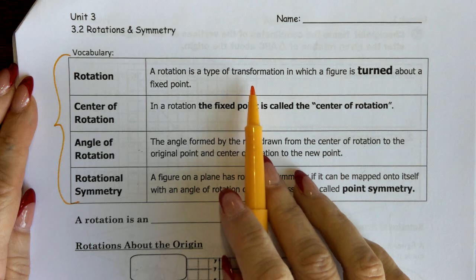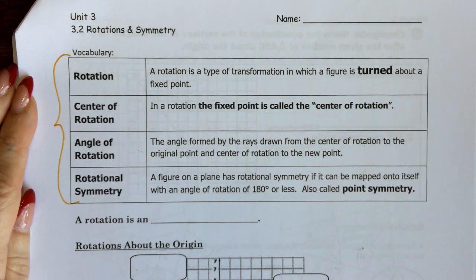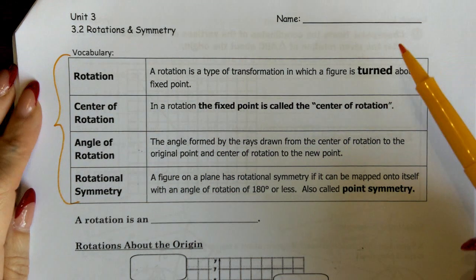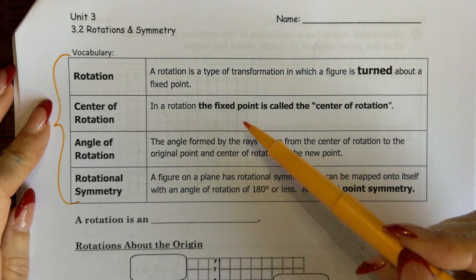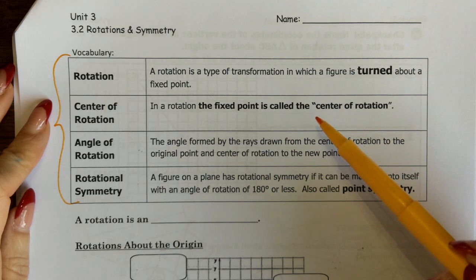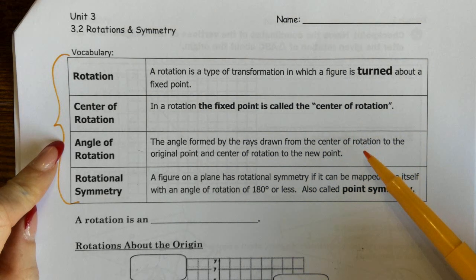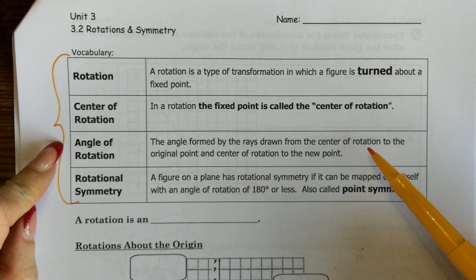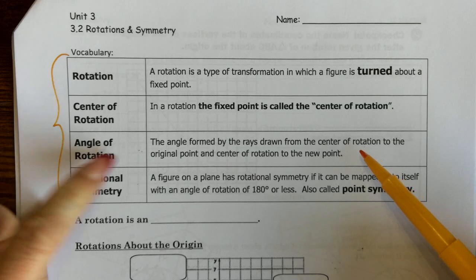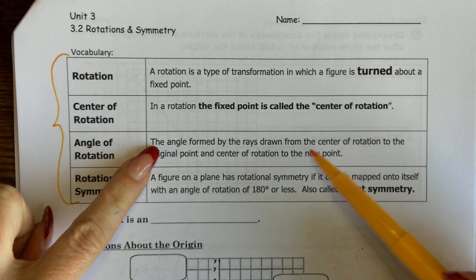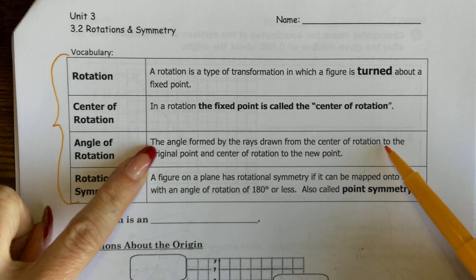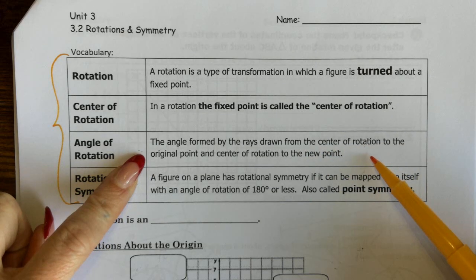So a rotation is when we turn it about a fixed point, and it'll always say where we're turning. The fixed point is called the center of rotation, so that's our focal point when we're doing the rotation. An angle of rotation can mean rotate 30 degrees, rotate 90 degrees, rotate 270 degrees, okay? The angle formed by the rays drawn from the center of rotation to the original point. So we'll draw those in a minute.